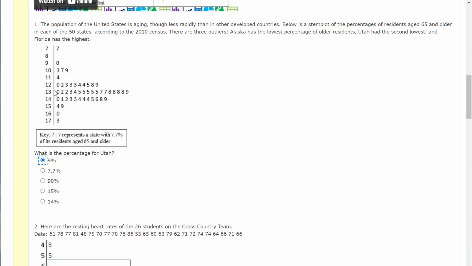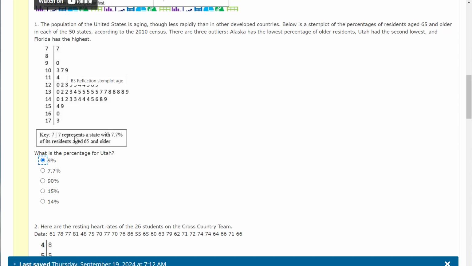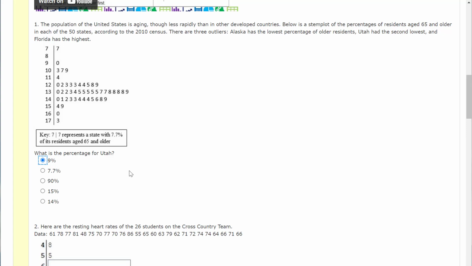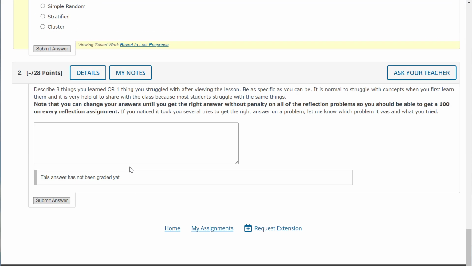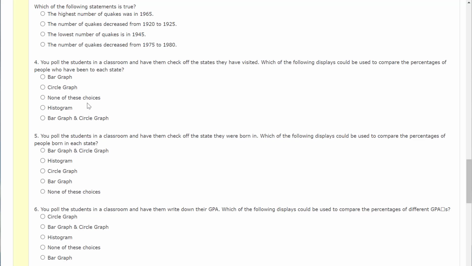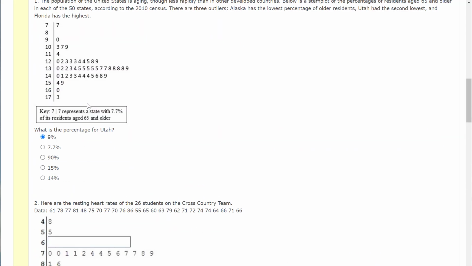That was tricky. What tipped me off, I was like, wait, I can't have more than 100%. And how could I have figured that out? If I look at the key. The key says 7|7 represents a state with 7.7%. Always look at the key. So let's go ahead and hit submit. So a lot of times, like I said, you would think it was 90, but you have to pay attention to the key.